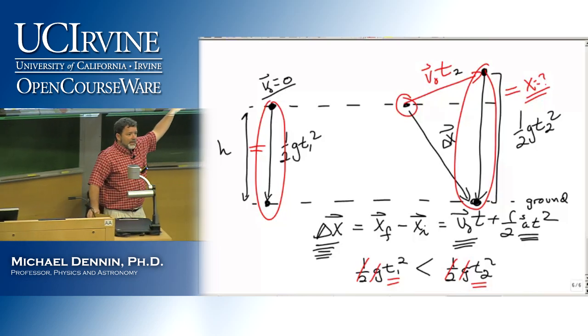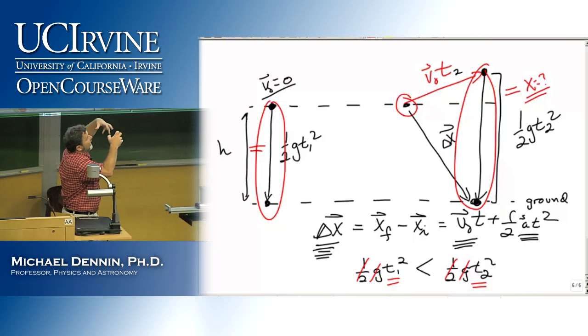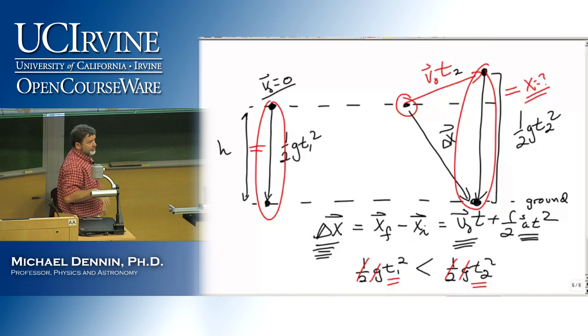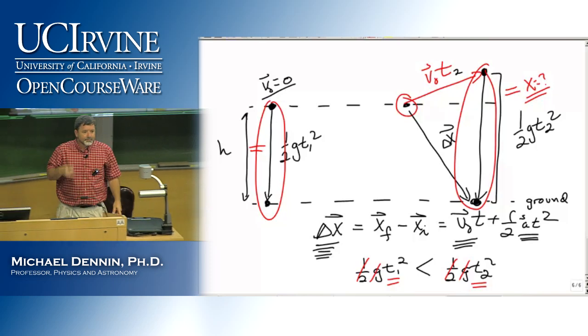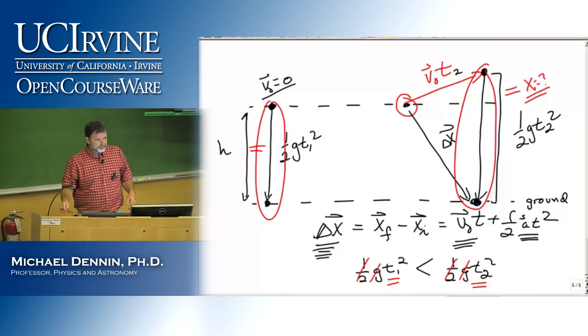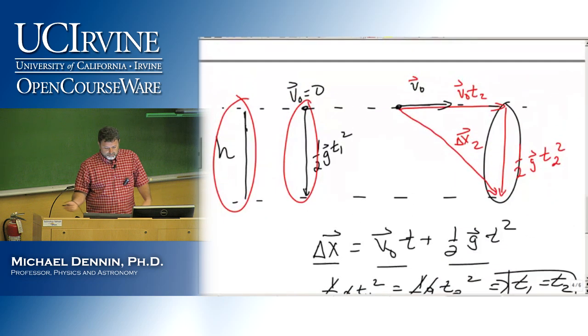Any questions on that? Understanding that piece, how to draw 1/2 gt squared relative to v naught t and delta x, will save you a ton of time in these kinematic problems. It'll really be helpful. Yeah? Are you saying that no matter what the horizontal velocity is, the initial velocity, if there's no angle, they should land at the same time? Exactly.